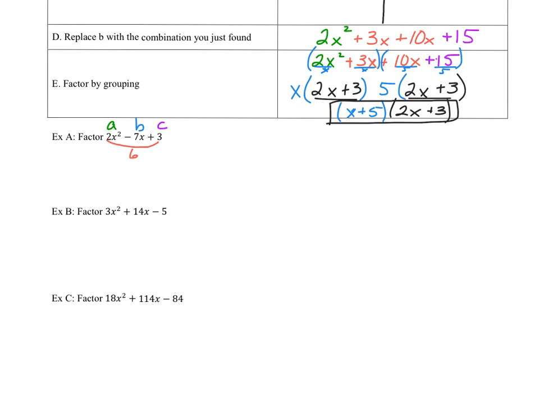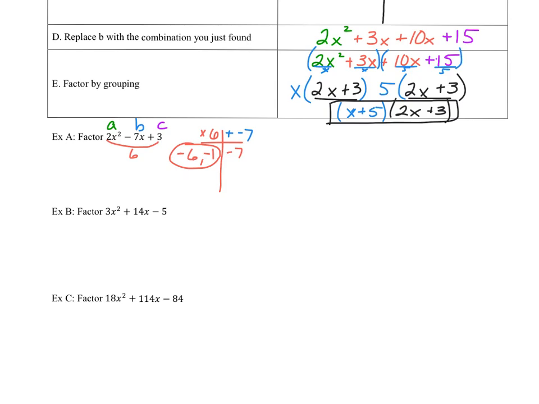So I'm going to make my little chart. I need something that multiplies to get 6, but adds to get -7. Well, things that multiply to get 6 and add to get 7, the only combo I can think of is 6 and 1. But I need it to multiply to get a positive 6, but add to get -7. So I need to make both of them negative in order for that to work. So that works now. So those are my numbers.